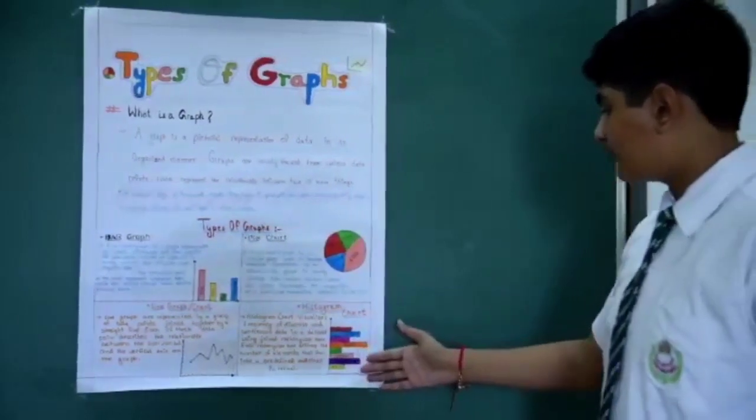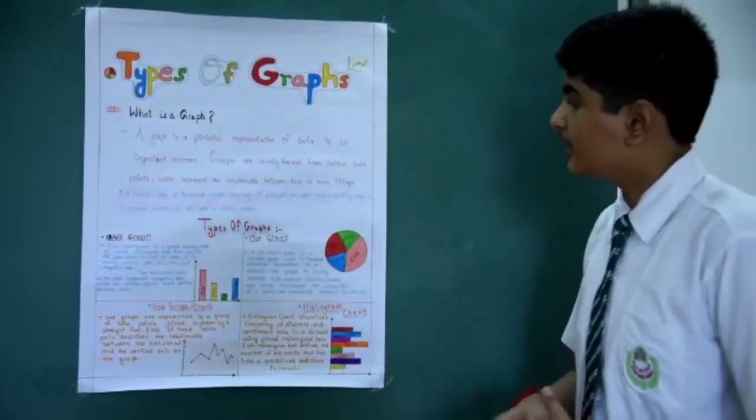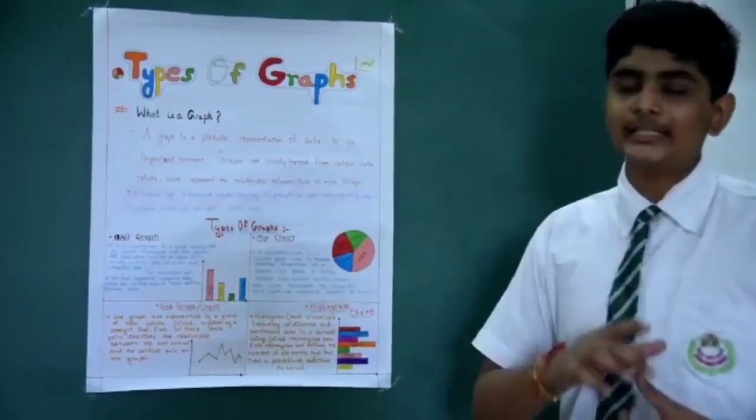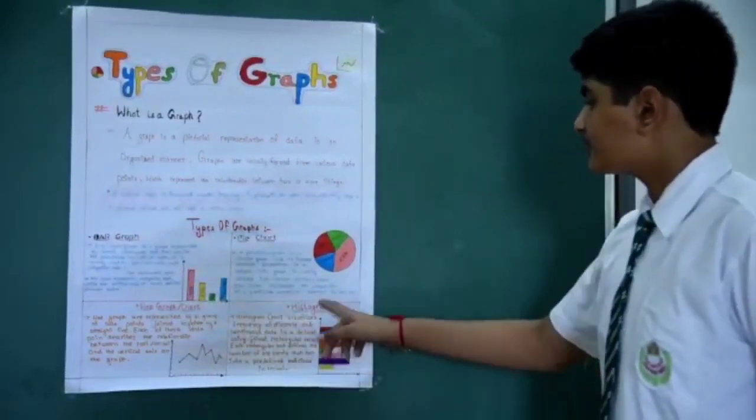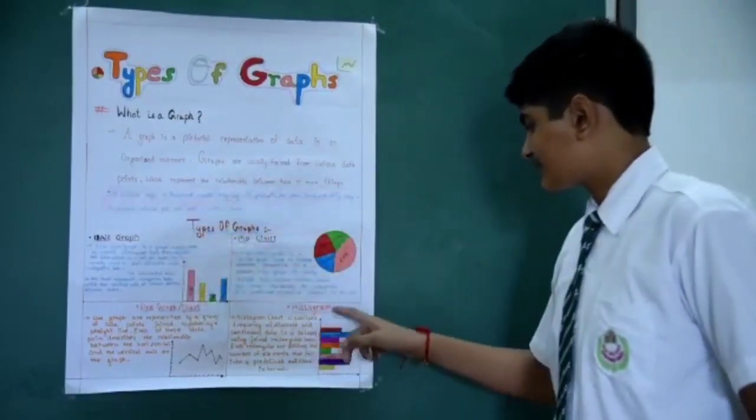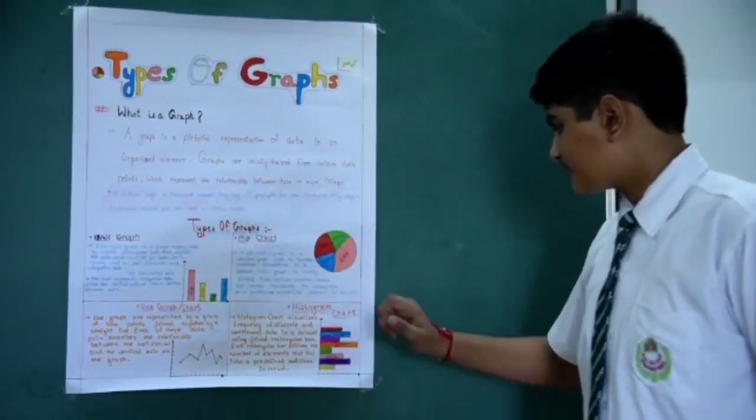So here the histogram chart is present. It is similar to the bar graph, but it is not exactly the bar graph. In a bar graph we leave spaces between the bars, but the difference between the bar graph and the histogram is that we don't leave spaces between them.